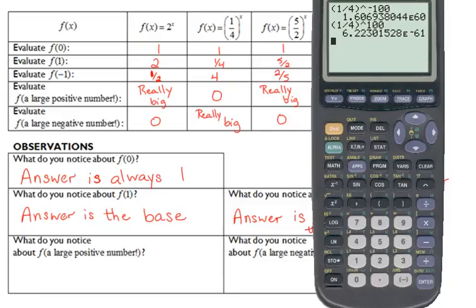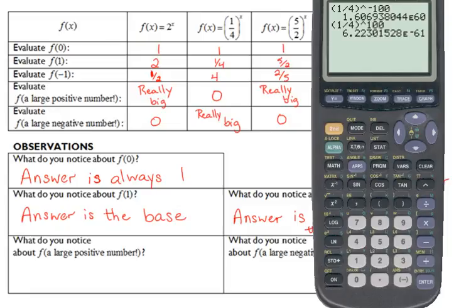And obviously, you can see when I plug in -100, I've got something times 10 to the +60th. That's moving it to the right. So this is like a 61-digit number. Okay, that is a massively huge number.